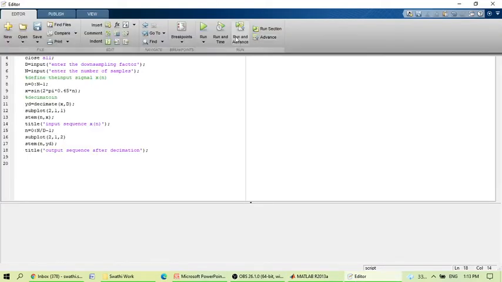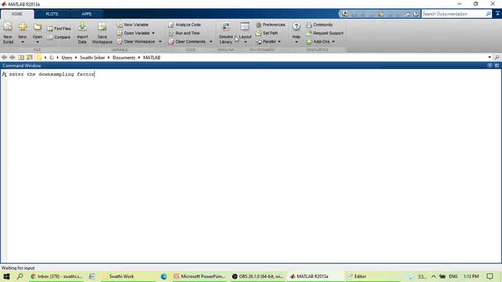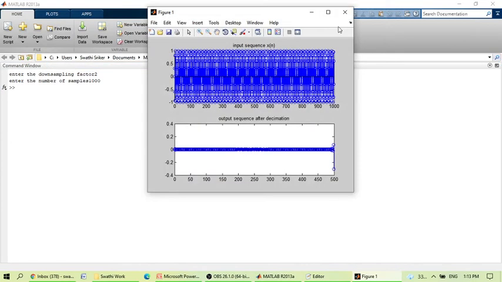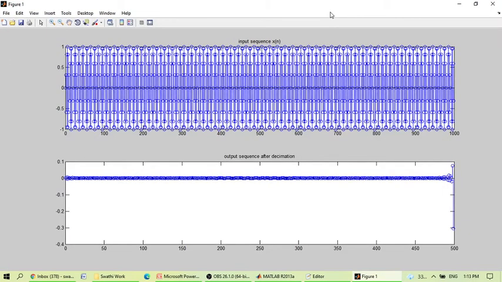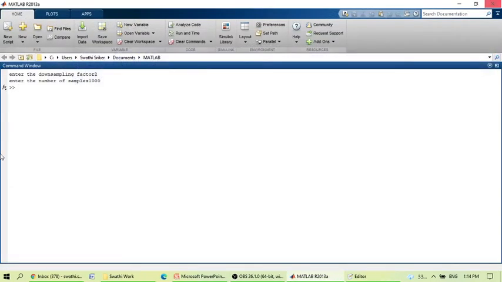Again I'll execute the program. Now downsampling factor, let us say 2, and number of samples I am taking 1000. Let us see and observe the output. So how many samples in the input? 1000 samples. And the output consists of how many samples? 0 to 500 means 500 samples you are going to get. So like that you can reduce the number of samples in the given sequence by using the command decimate.